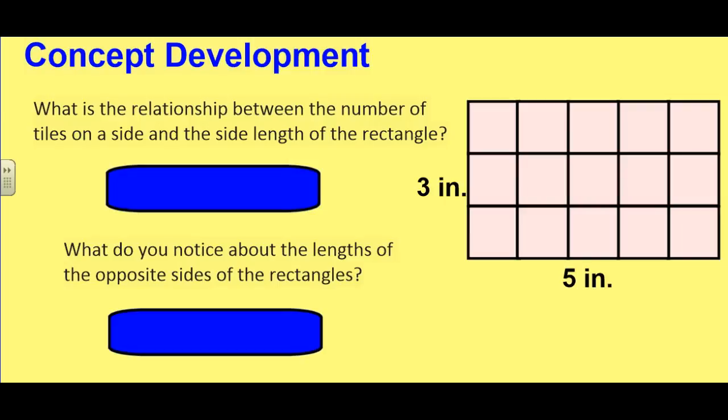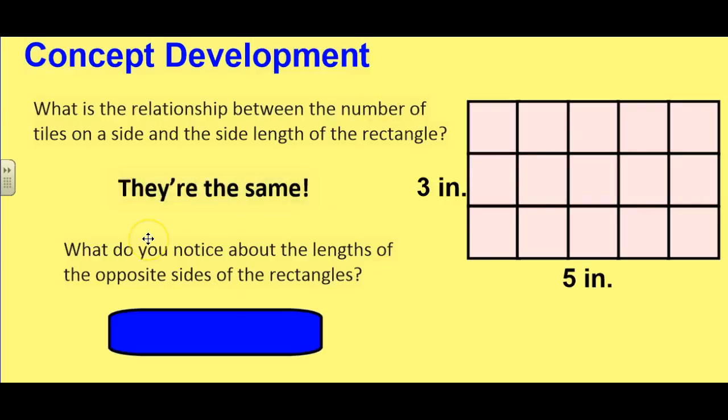It says, what is the relationship between the number of tiles on a side and the side length of the rectangle? Well, on this side, there are 1, 2, 3 different tiles, and the side length was 3 inches. This side, there was 1, 2, 3, 4, 5 different tiles, and the side length was 5. So that tells us that however many tiles or pieces of squares there are on the side, that's what the side length is going to be. So those numbers are exactly the same.